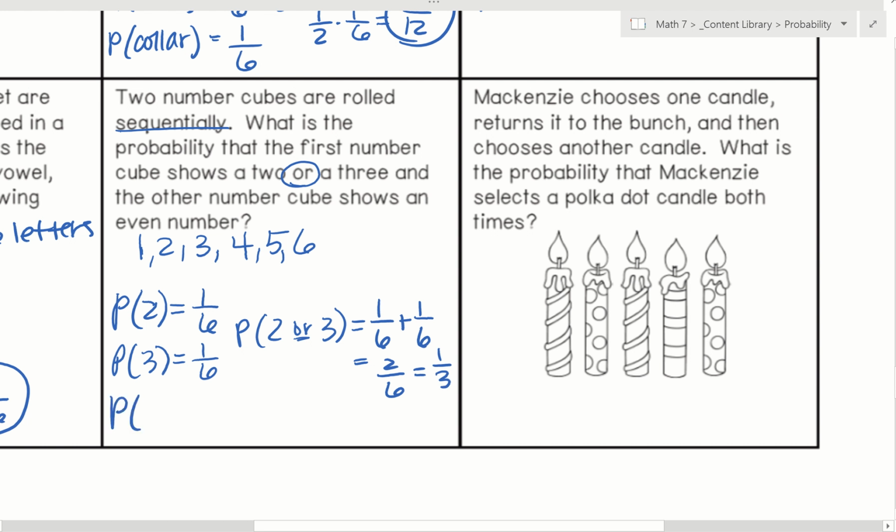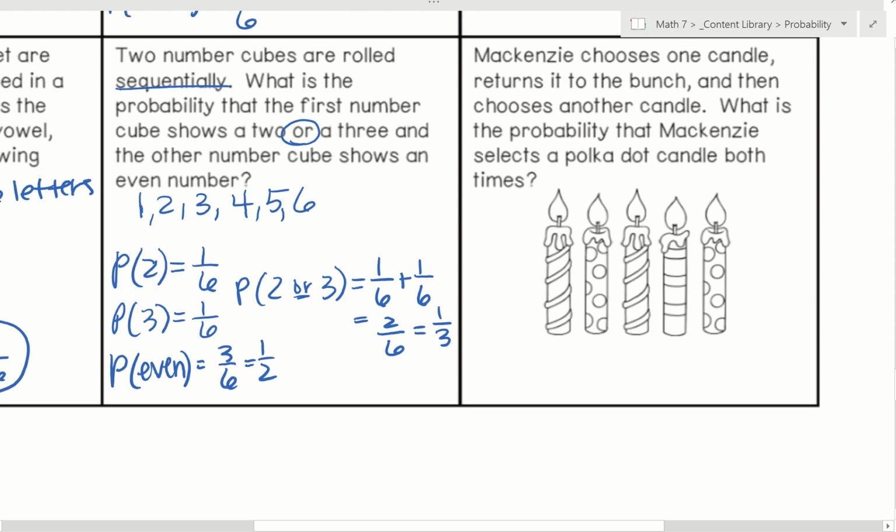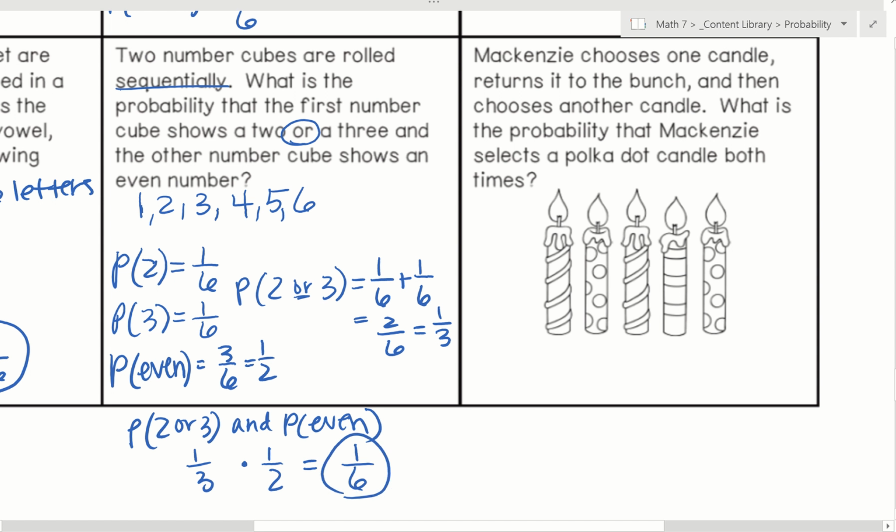The probability of getting an even number on the other cube, so we have the same sample space for the other cube, would be 2, 4, and 6, which is 3 out of 6, which is a half. That means that the probability of getting a 2 or a 3 and the probability of an even would be 1/3 multiplied, because now it's and, before it was or, by 1/2, and we will get 1/6. Do simplify. It's always easier to multiply smaller numbers.